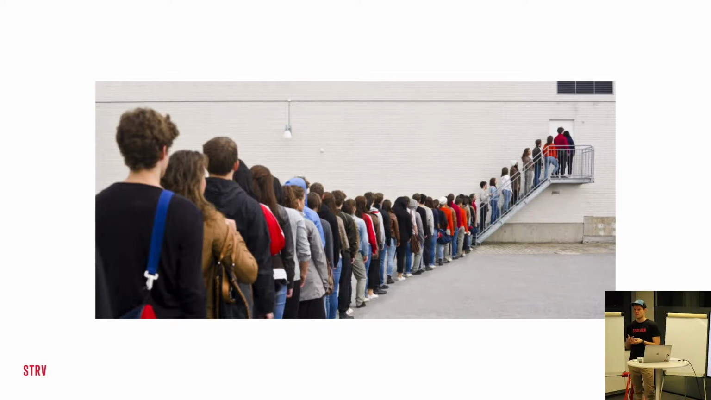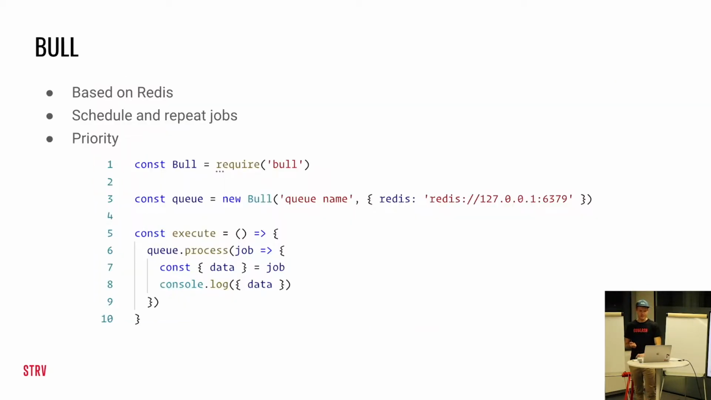Let's say the two most popular options right now are Redis-based queues and RabbitMQ-based queues. So let's start with the Redis-based. For Node.js, we have a great library called Bull. It's based on Redis and uses standard Redis APIs in the background. It's just storing into a set and retrieving the last added item first. So it can schedule and repeat your jobs.